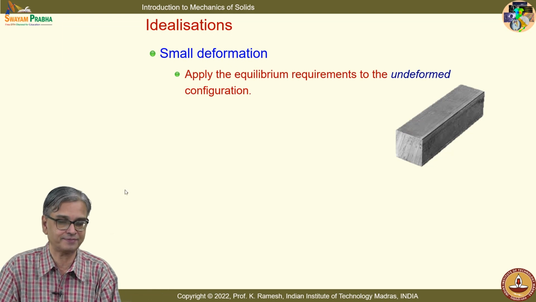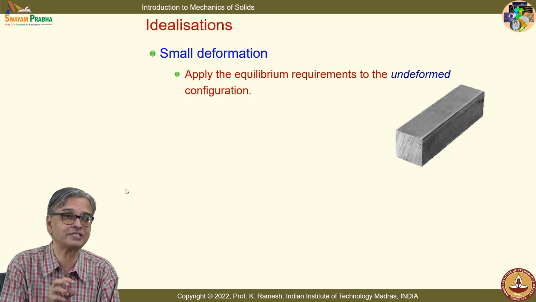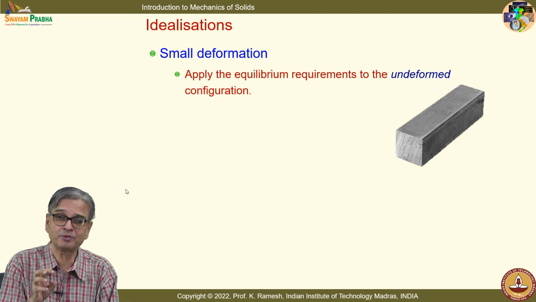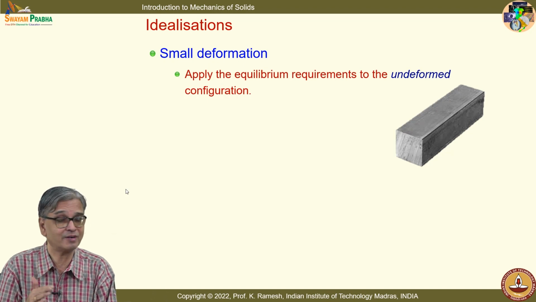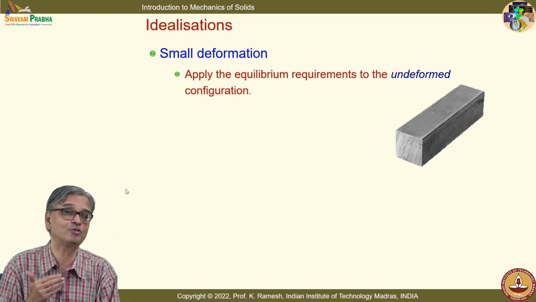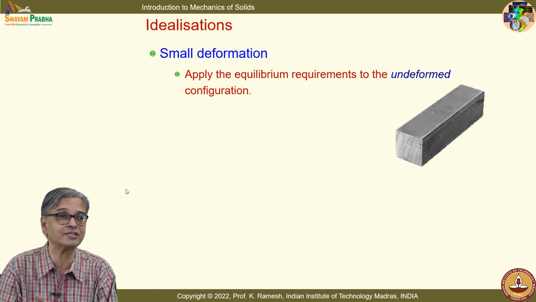Small deformation. The reason why we go for small deformation is that you can make the problem much simpler to handle, and the implication is we work on the undeformed configuration. But we will also make a violation. When we want to do buckling analysis, I will have to write the governing equation only in deformed coordinates. Fine.